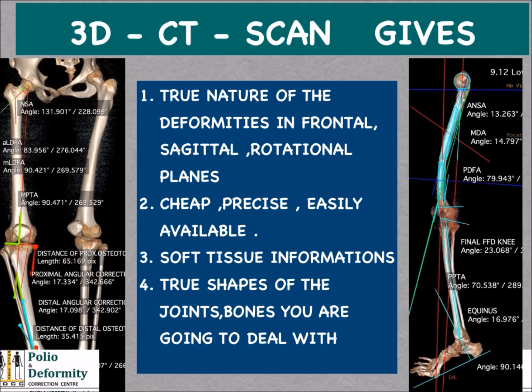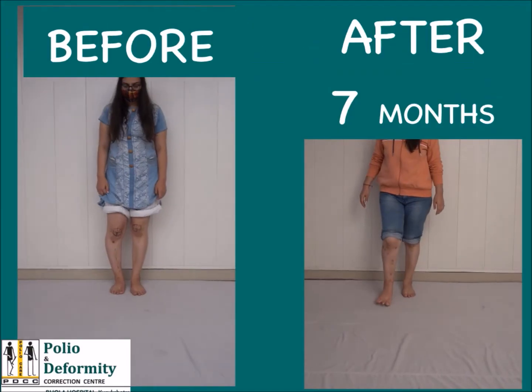In the end, I would like to say that 3D CT scan gives the true nature of the deformities in frontal, sagittal and rotational planes. It is cheap, precise and easily available. The soft tissue information is there along with true shapes of the bones, joints and many other advantages. We must shift now from two-dimensional to three-dimensional precise images for calculation of various angles.